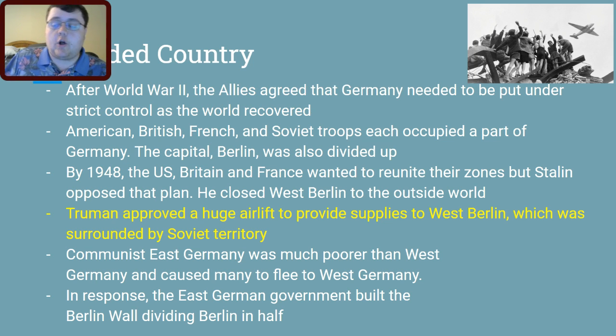So the Berlin Wall ended up being constructed several years later, but what was going on was that East Germany was much, much poorer than West Germany. There were a lot of people in West Germany who were thriving under capitalism and people in East Germany who were living under a strict regime that they weren't used to even before World War II. And they were trying to flee to West Berlin, to the Allied controlled territories, to be more prosperous.